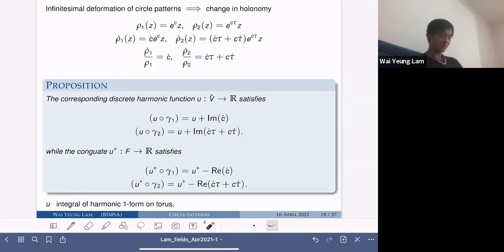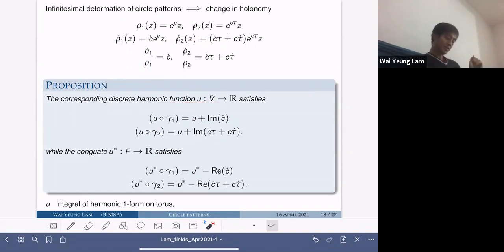Okay, now we have this change in holonomy. Now you ask how this one is related to my harmonic functions. It turns out, if you have this deformation of circle patterns, and you give me the change of holonomy in this way, then the corresponding harmonic function will satisfy the following.